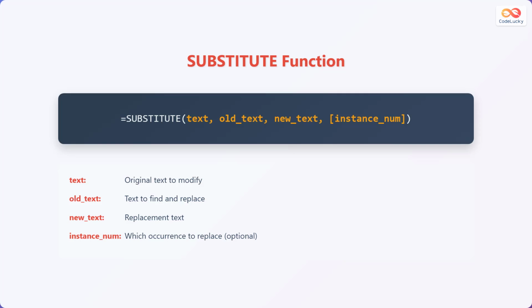Text refers to the original text string you want to modify. Old_text is the text you want to find and replace. New_text is the replacement text. Instance_num is an optional argument that specifies which occurrence of the old_text you want to replace. If omitted, all occurrences are replaced.